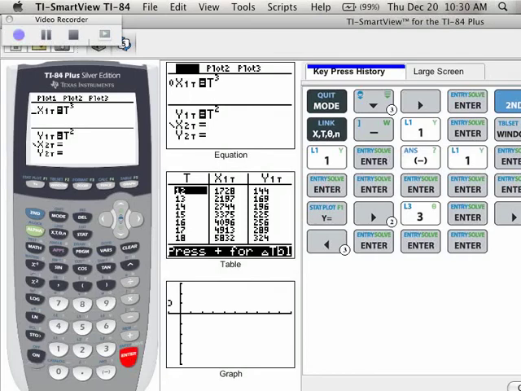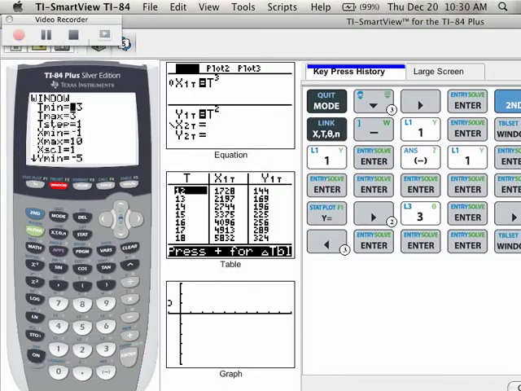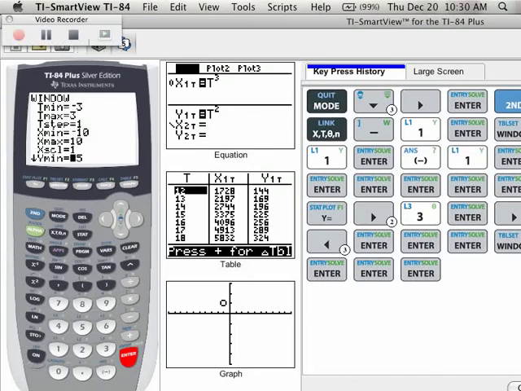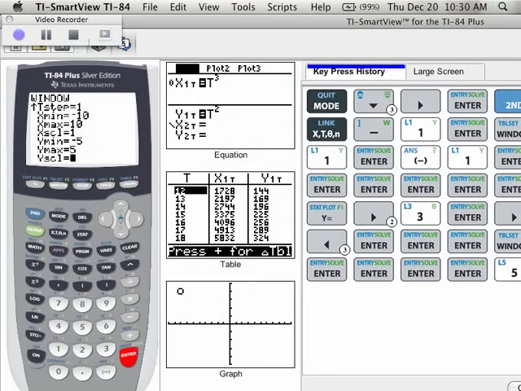Are you watching? Okay. I have to set up my window though, because this is a bad window. So go to window, and I went from -3 to 3, up by 1. My x values have to be -8. I'm going to go with -10 to 10. And do I need a smaller y value? -5 to maybe 5, I don't know. Okay, watch. Here it comes on the graph. Watch the calculator screen.